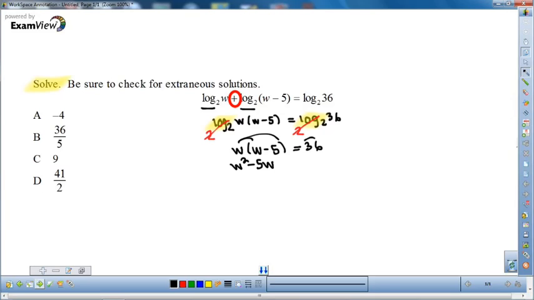Since it's quadratic, I know I'm going to have to factor. So I'm going to move the 36 to the other side. Now I'm going to factor. I need two numbers multiplied together that give you w squared, so it'll be w and w. Then two numbers multiplied together that give you 36.